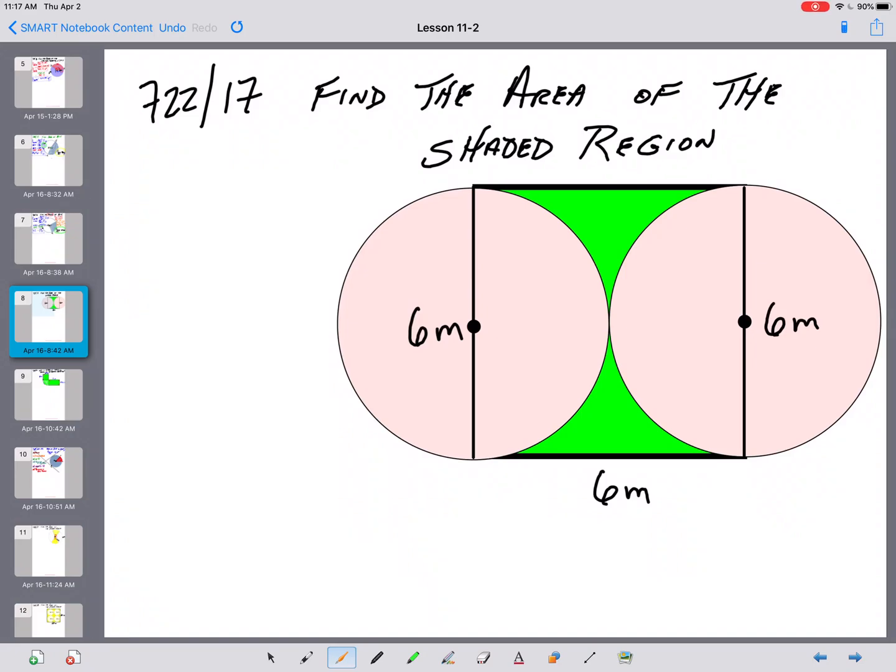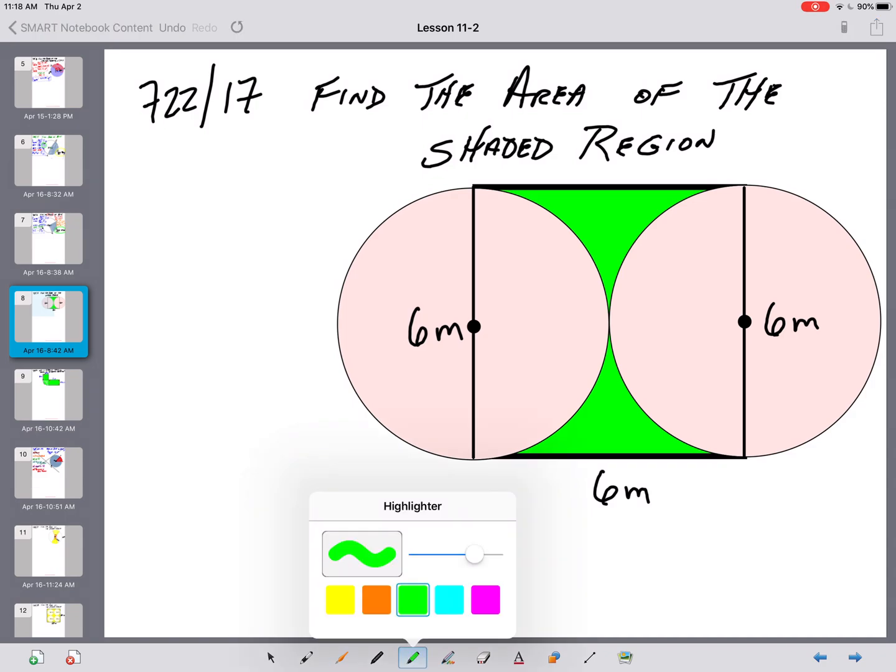This is part 2 of going over homework, page 722. Again, page 722. We're on 17. We want to only find the shaded region. Okay, here's what I see. I see a square. Then I see these regions right here. Let's try and shade them in red.